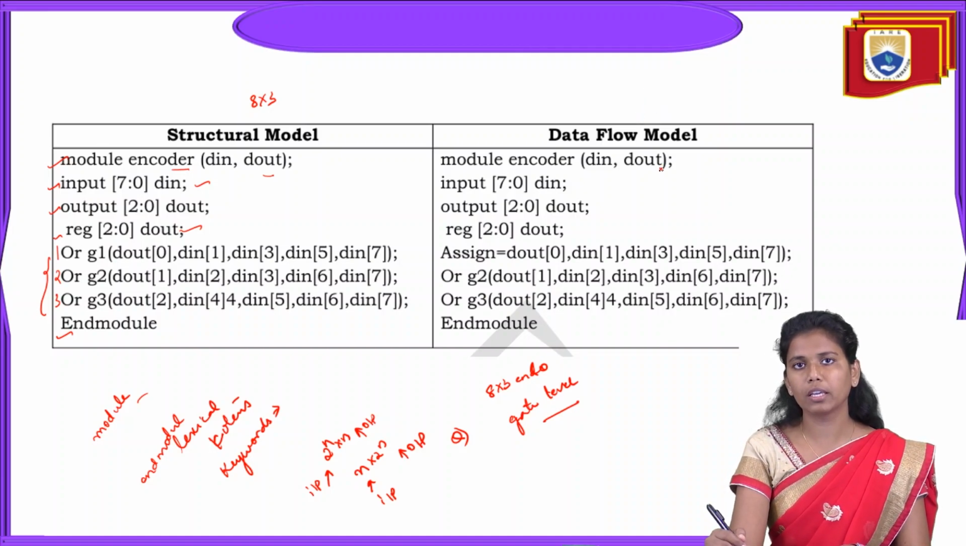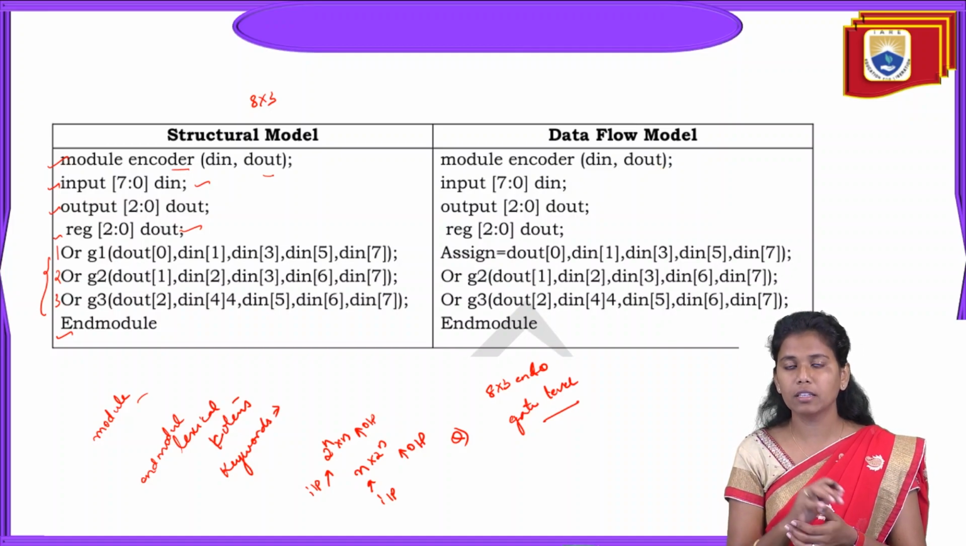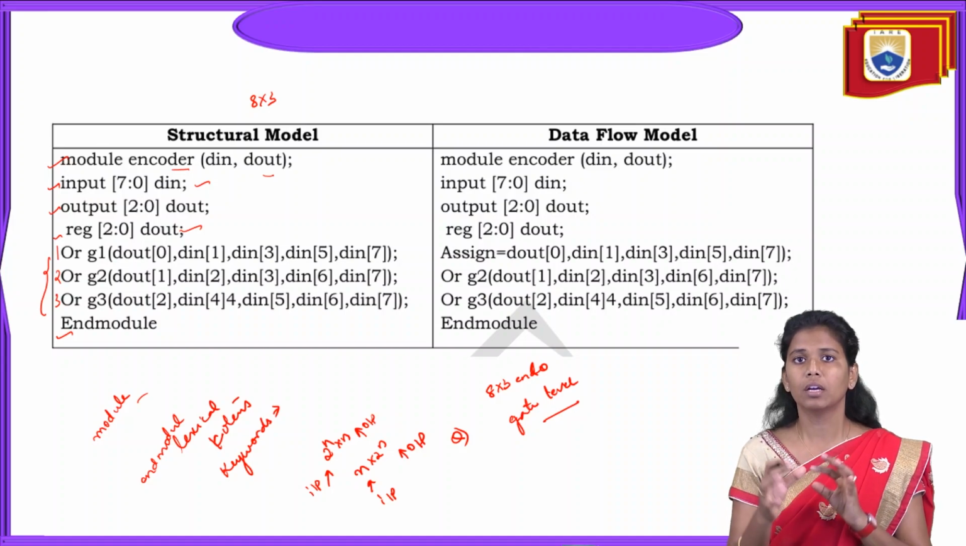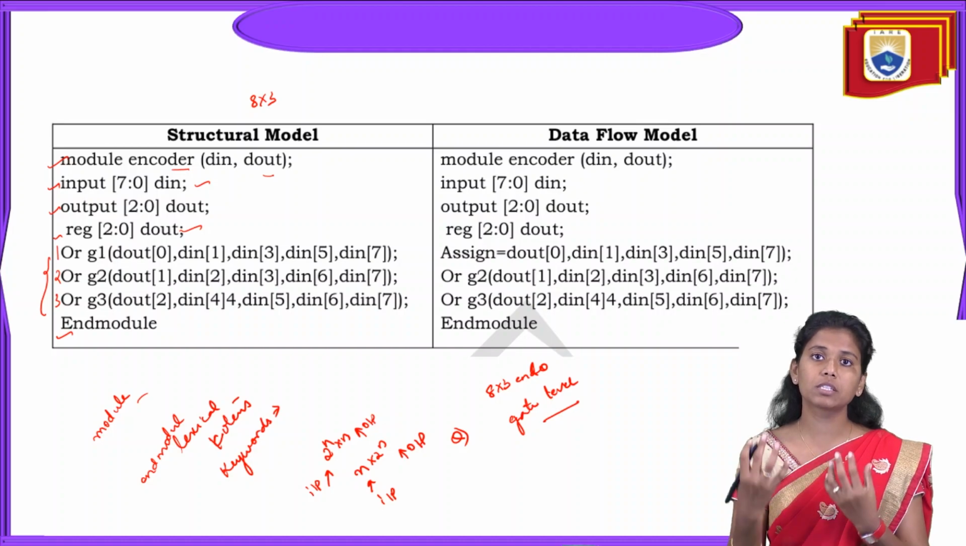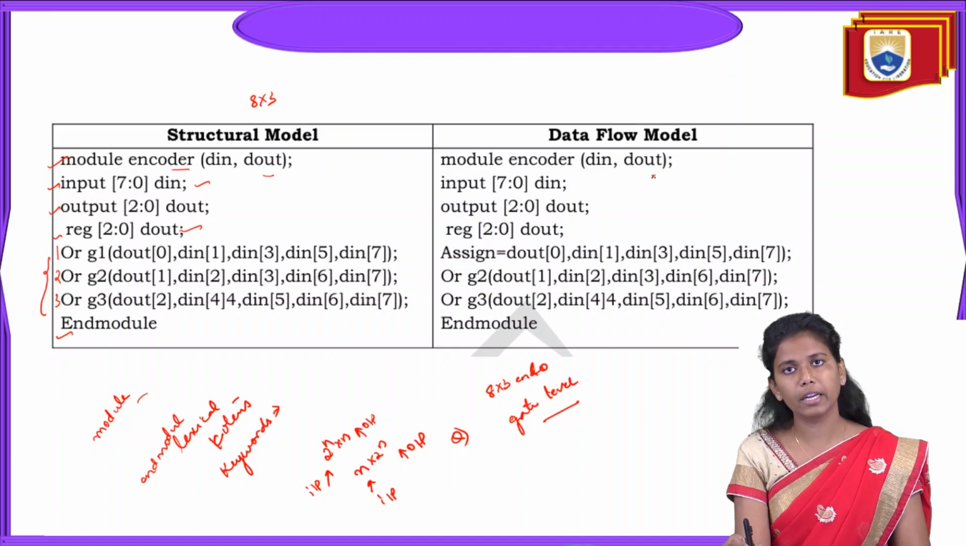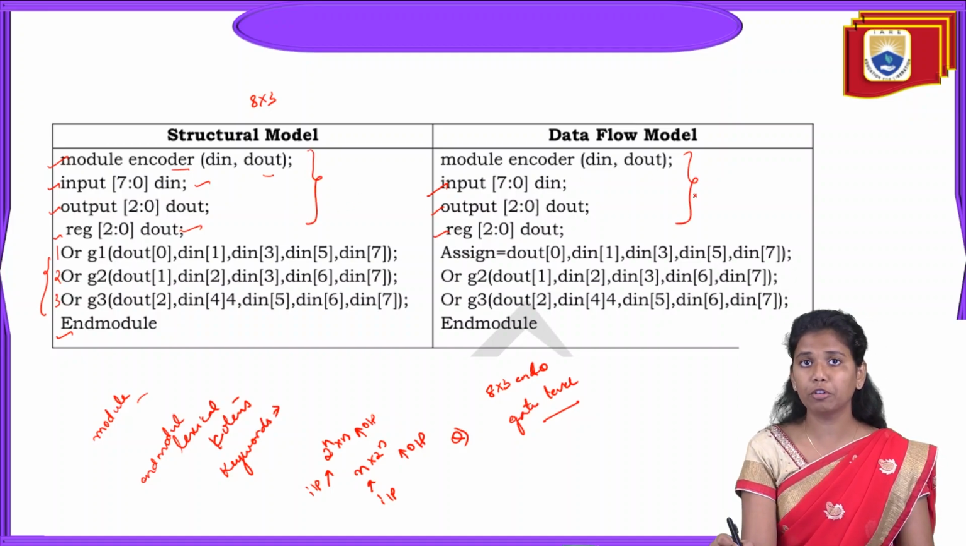Data flow modeling is observed from the gate level modeling, where it is the overall structure. Here in data flow modeling, we have to write the Verilog code describing the structure of that particular gate. Now we will see the module encoder, with D in and D out as a port list, then representing input and output, and then a register [2:0] output. Till this extent, the structural and the data flow modeling are considered to be the same. Okay, and then here starts the difference.